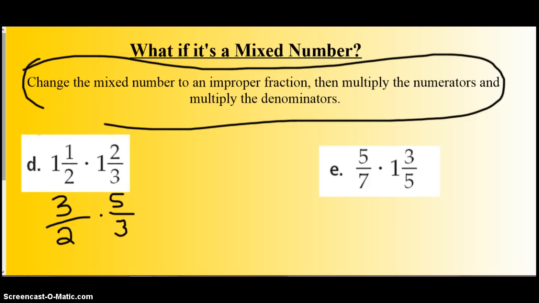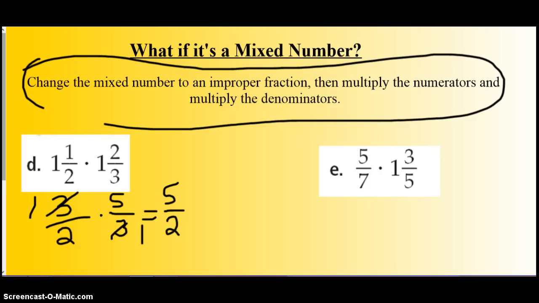As you're looking, we've got 3/2 times 5/3. This is a really easy way to find a shortcut because we've got a 3 and a 3. Those can be crossed out. 3 divided by 3 is 1. 3 divided by 3 is 1. We now have 1 times 5, 2 times 1.